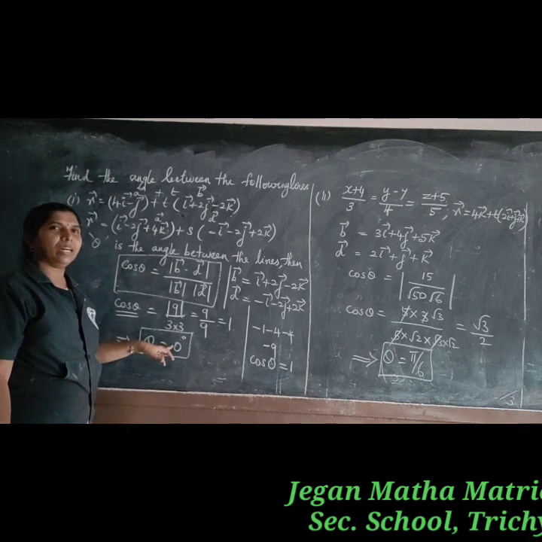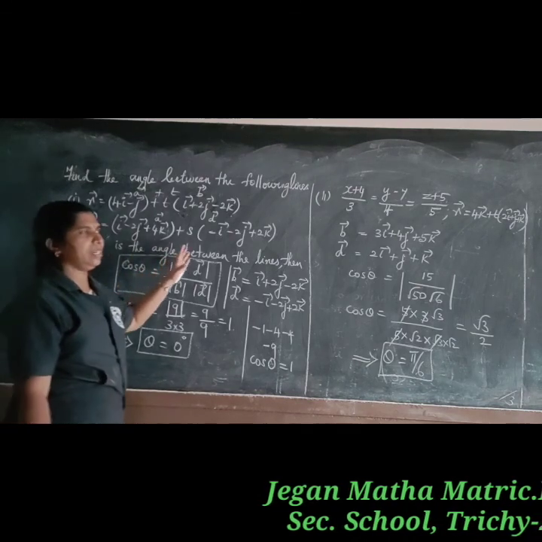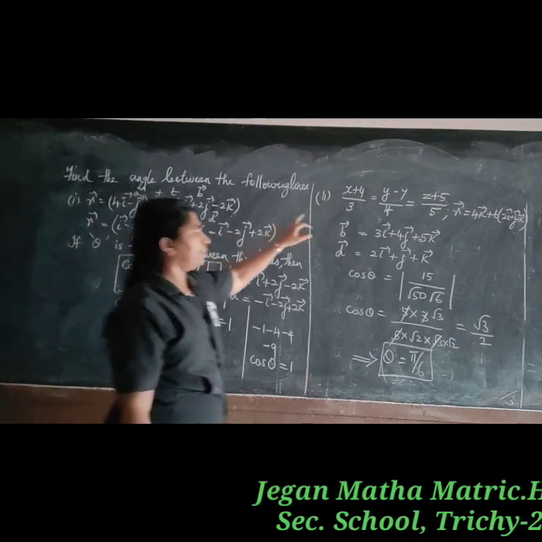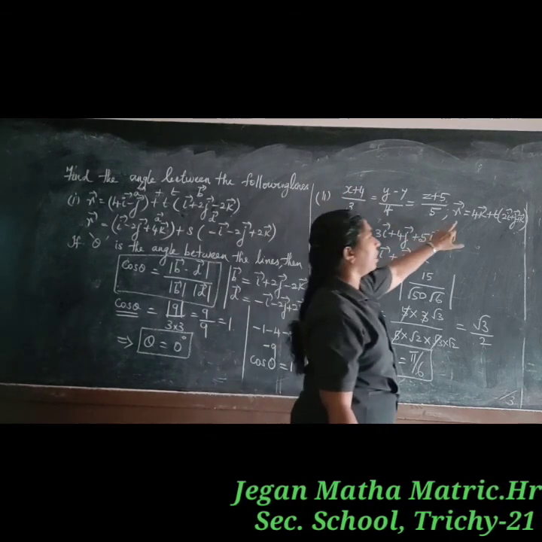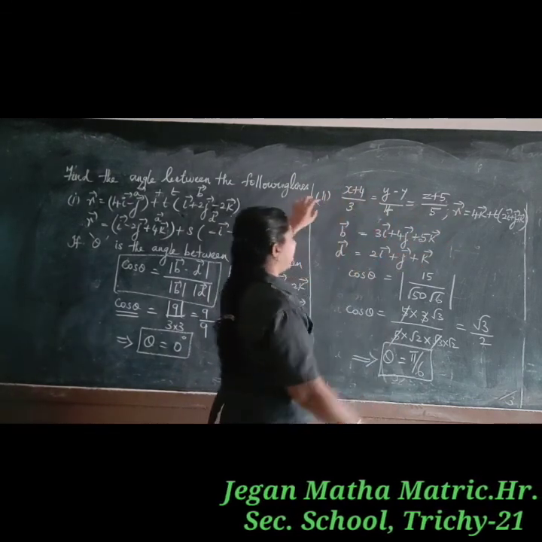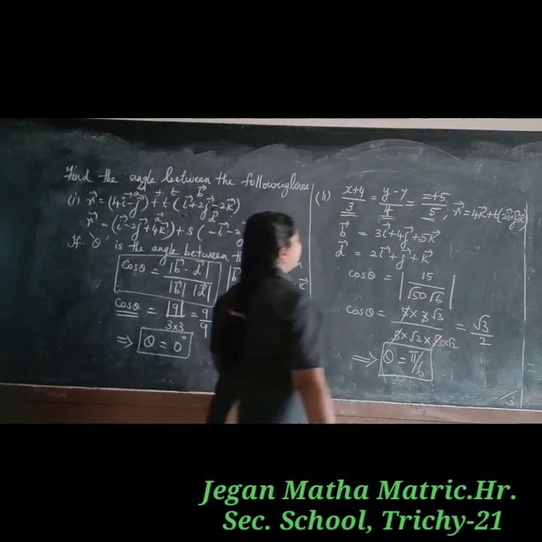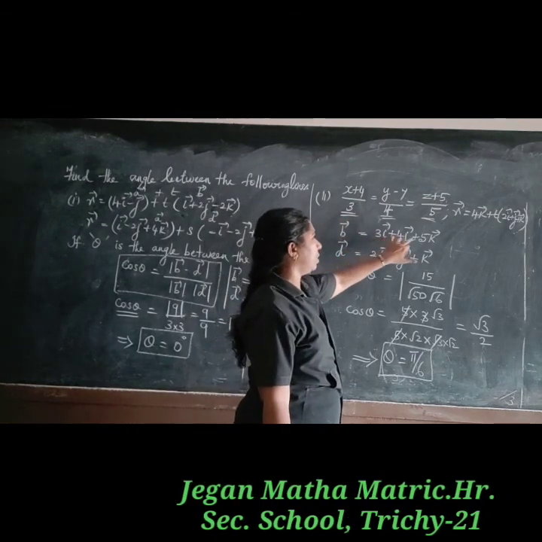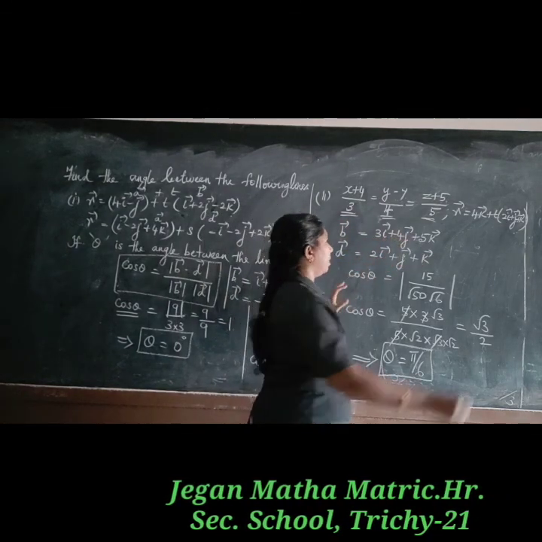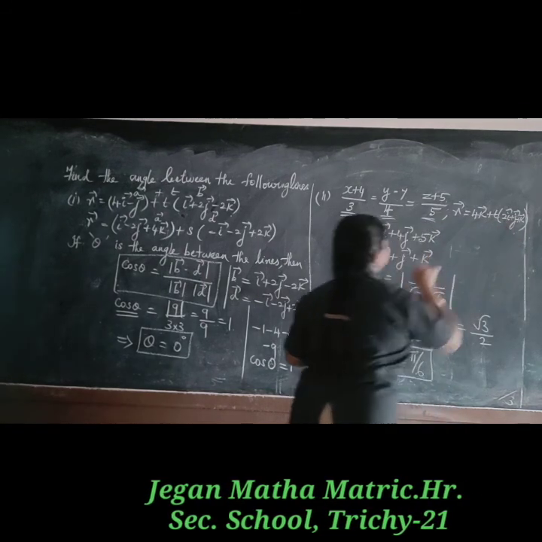Now let us find out the angle between another two lines that are given. It is given in a different form. So here one equation of straight line, another one vector equation is given. So you can consider the denominator values as the B vector. B vector is equal to 3i plus 4j plus 5k. And D vector you can take from the vector equation, 2i plus j plus k.